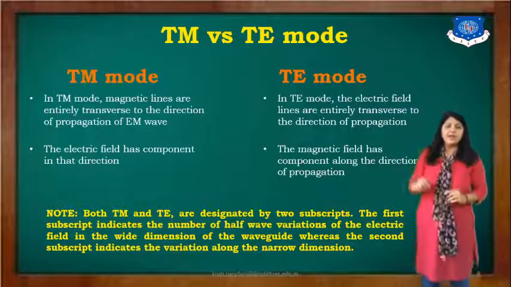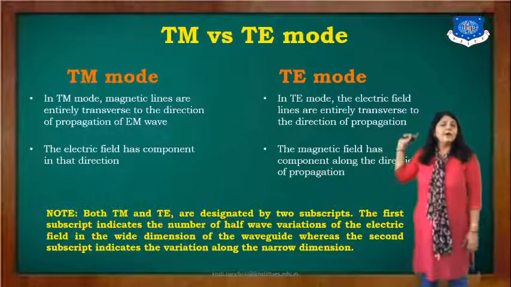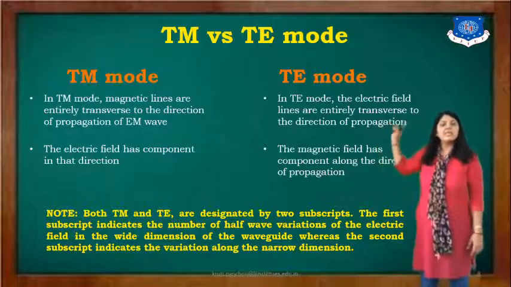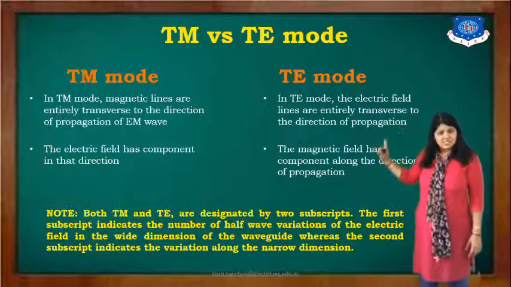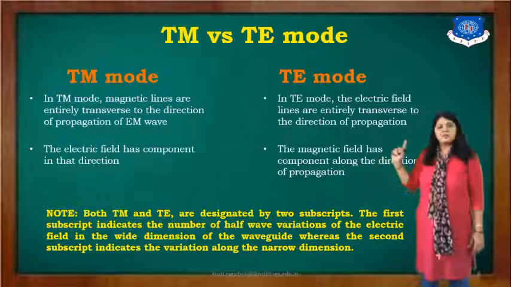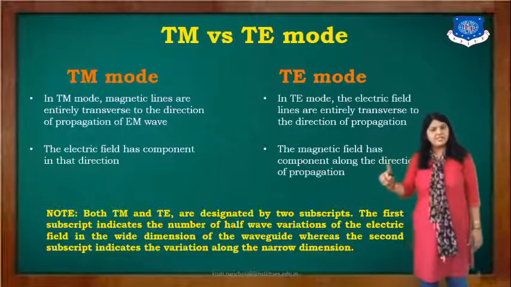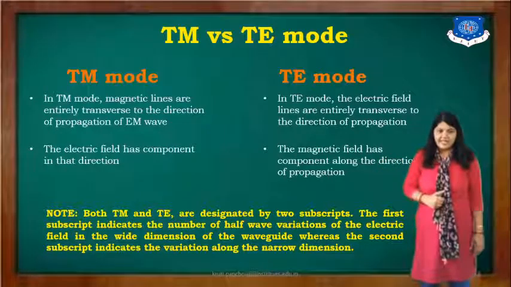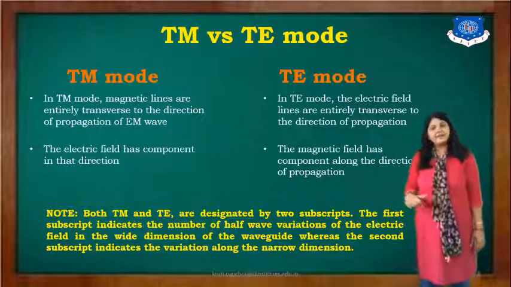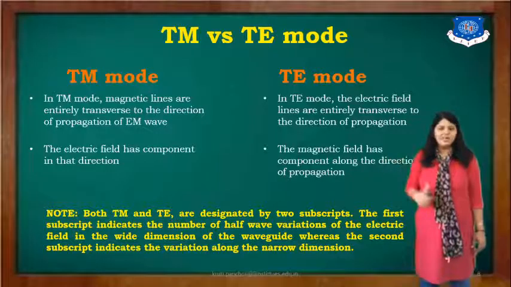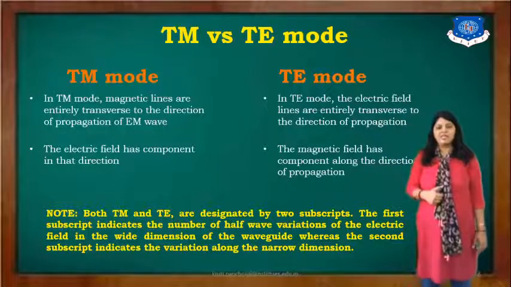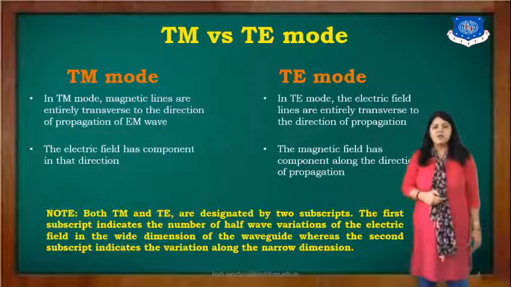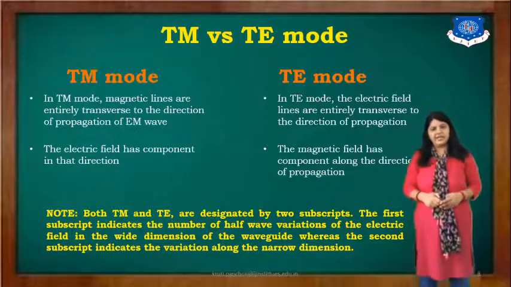So we need to keep in mind every time we are writing TMmn, TEmn, TE10, TM10, what is the meaning of the subscript? Small m is the half variation of the electric field in the wide dimension of the waveguide, and 0 is no half variation along the narrow direction.